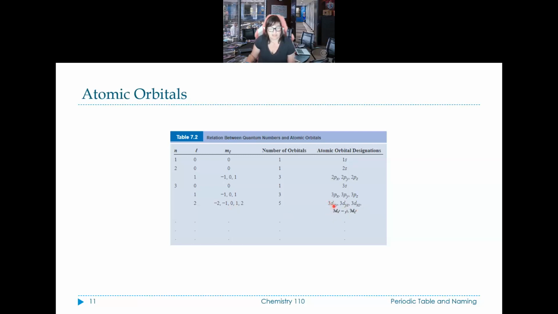3dxy, 3dyz, 3dxz, 3dx squared minus y squared, and 3dz squared. I don't care that you know those. What you need to know is that in the d type, there are 5 orbitals available. And while they are 5 different ones, they all have the same energy. So that's what we're talking about there. All right. So far we have a 1s, there's a 2s, and there are 3 2p. There's a 3s, 3 3p, and 5 3d. Okay? So we have different types of orbitals that go with those quantum number designations.